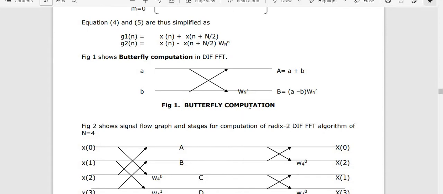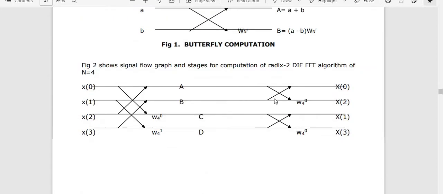Similarly, for the second part we have a weighting sequence, the twiddle factor W_N^R. Since it's a feedback, it will always be multiplied with minus 1. So we get (A minus B) times W_N^R. This is for how many points, students? This is N equal to 2 points.